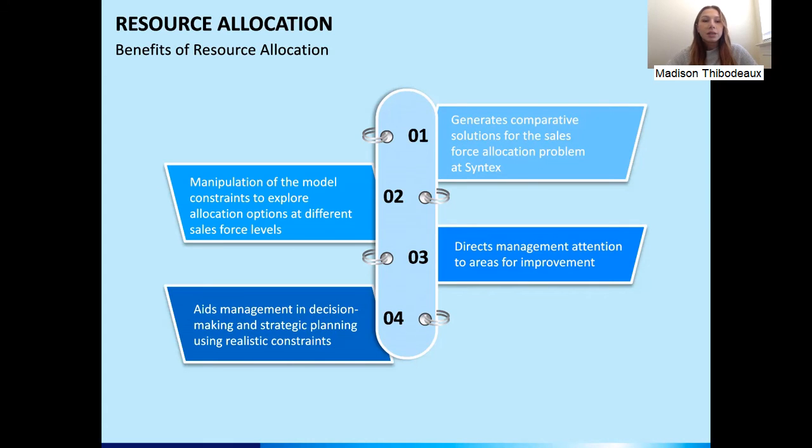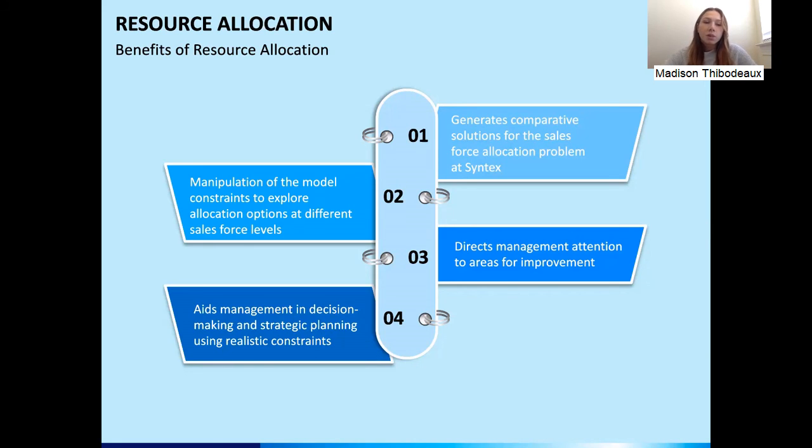Another benefit is the ability to manipulate the model constraints to explore allocation options at different Salesforce levels. For example, we set a constraint to match the number of sales reps at 2 of Syntex's competitors to see if the model would generate an optimal number that was as large as these 2 other companies. The model still generated optimal results with sales reps in the lower 700s. The constraints ultimately allow Syntex to build models that show realistic results.